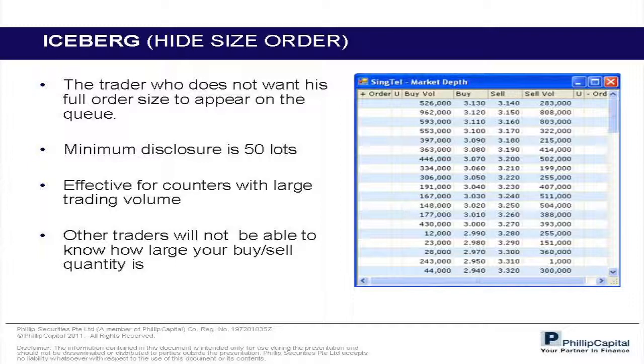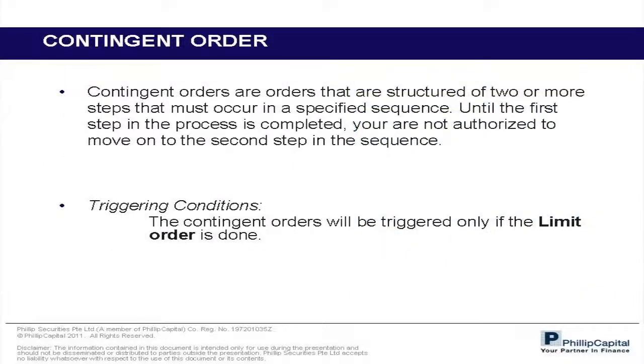One thing to note for iceberg orders is that they are only applicable on orders that are more than 50 lots, because the minimum disclosure quantity is 50 lots. You cannot use the hidden size function for orders less than 50 lots.